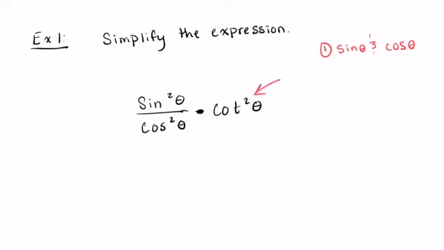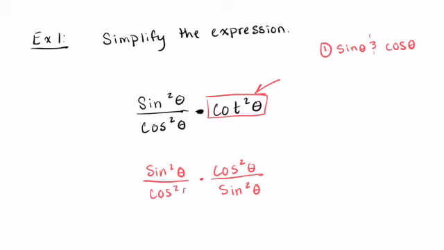So I'm looking at cotangent, and I know that I can rewrite cotangent as cosine squared over sine squared. So my problem now looks like sine squared of theta over cosine squared of theta times cosine squared of theta over sine squared of theta. Now, the whole point of this problem is to simplify, which means I can reduce my problem to make it smaller, to make it easier to work with.